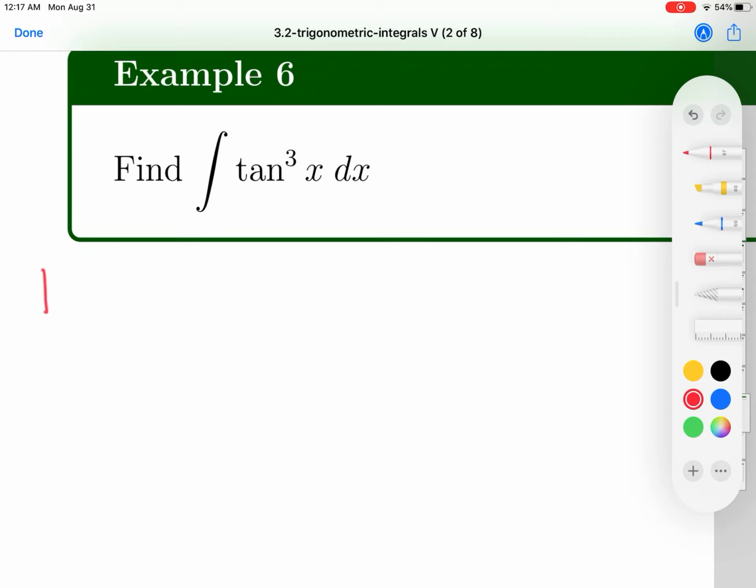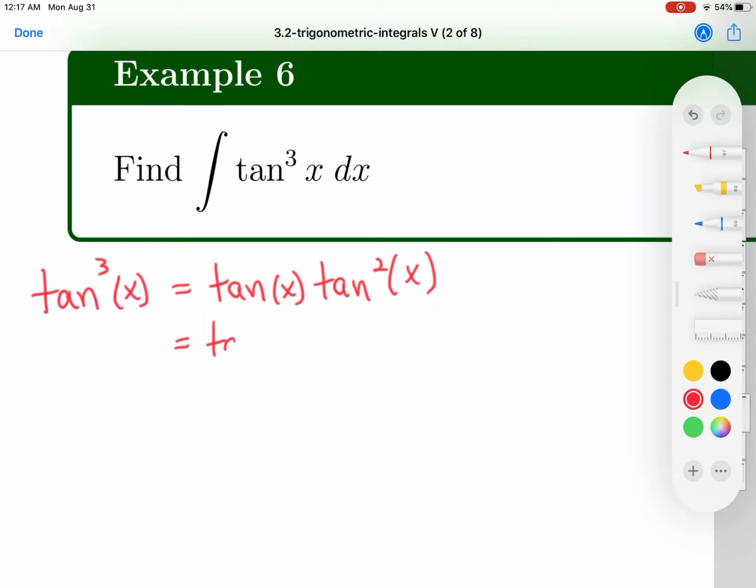Okay, so having that said, I'm just going to do this right here. So we have tangent cubed x. We're going to break this up so that we have tangent x times tangent squared x. And the reason why I'm going to do that is because I'm going to take my identity for tangent squared and use it. So tangent squared is equal to secant squared x minus 1. So having that said, let's go ahead and input it here.